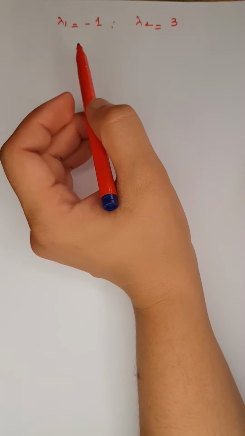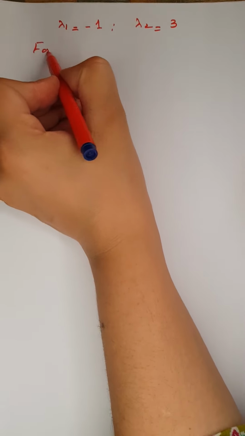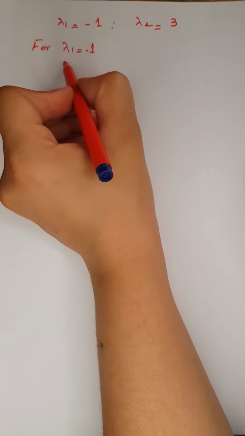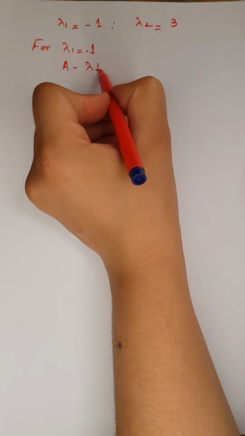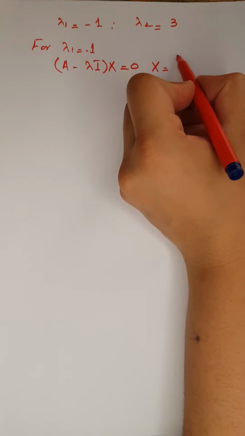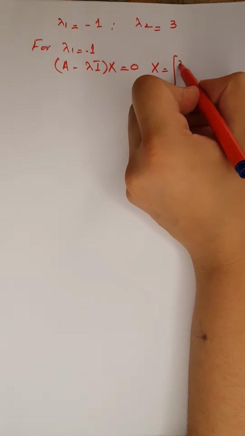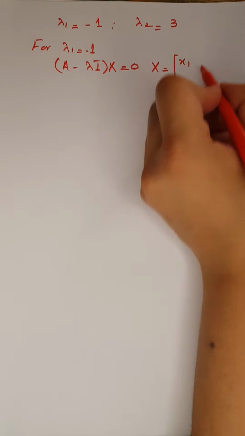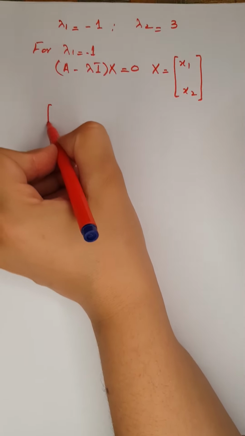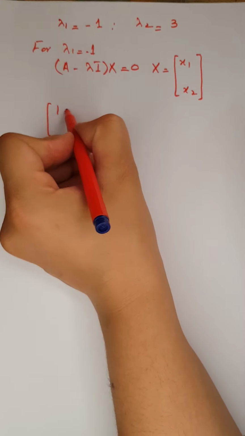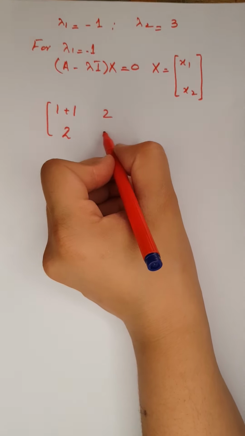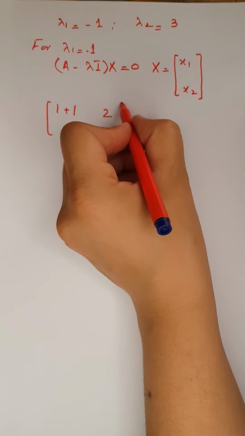Let's try to find the corresponding eigenvectors. For lambda is equal to minus 1, substitute the values in the equation (A minus lambda I) x is equal to 0, where X is the first eigenvector corresponding to the eigenvalue lambda is equal to minus 1. So we will have 1 minus minus 1, that is 1 plus 1, then 2, 2, and here again 1 plus 1.